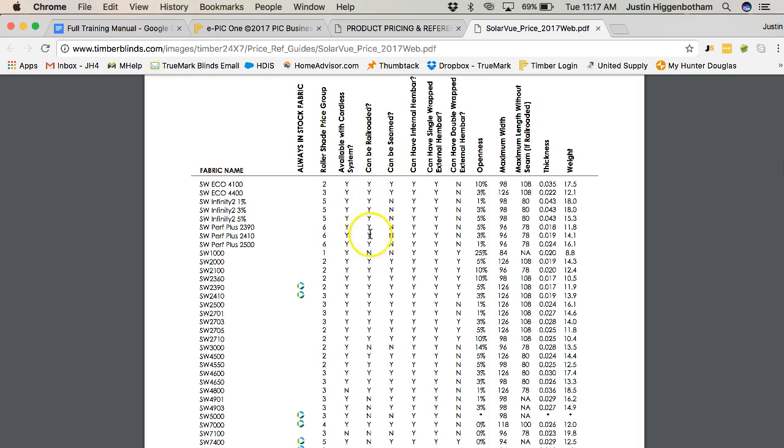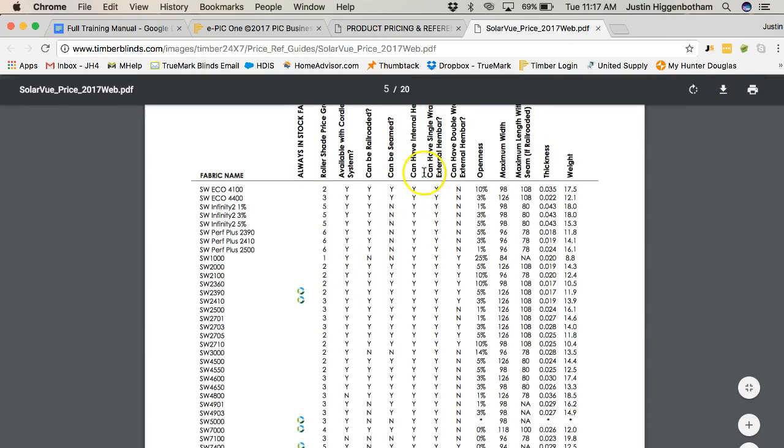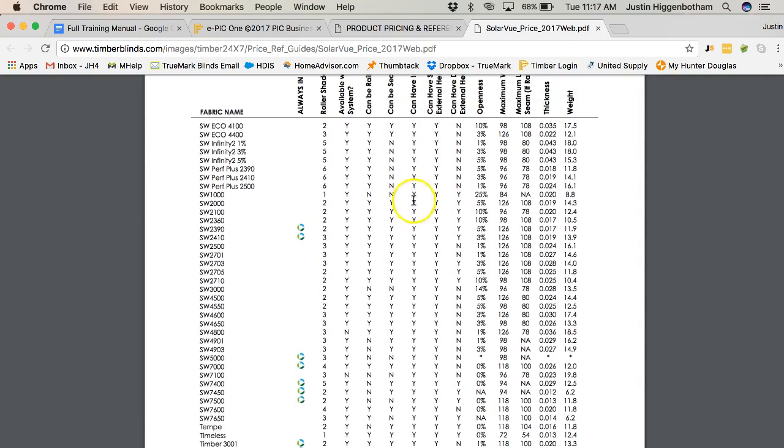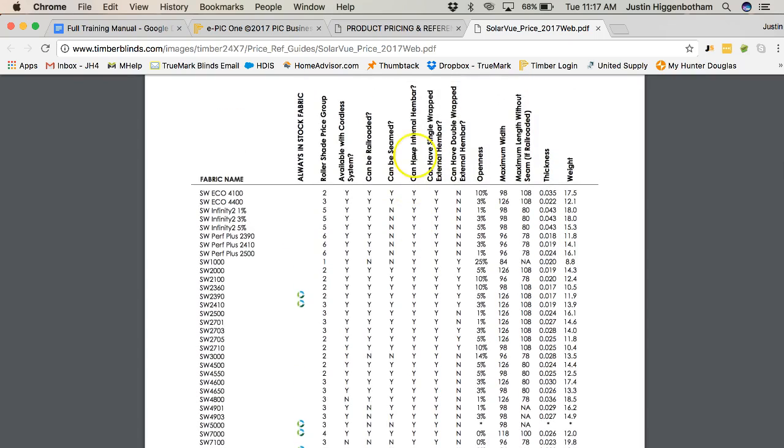Can be railroaded, yes or no there. I'm actually not even totally sure what that means. Can be seamed, can have internal hem bar. The hem bar is the bar at the bottom. Tells you yes or no there.